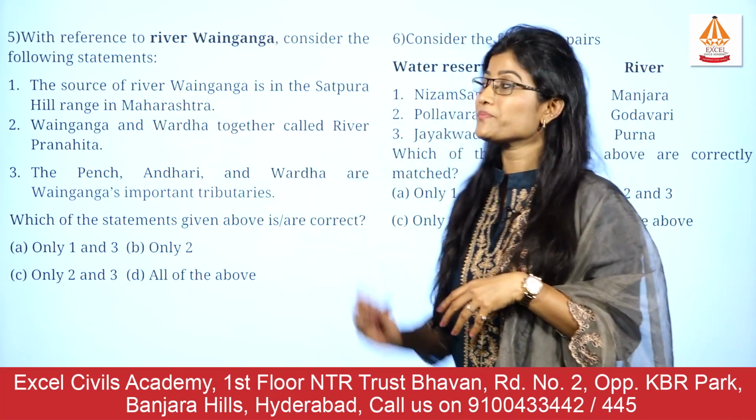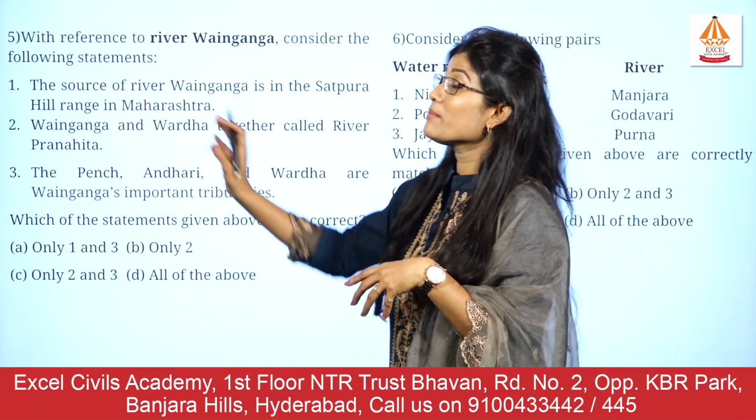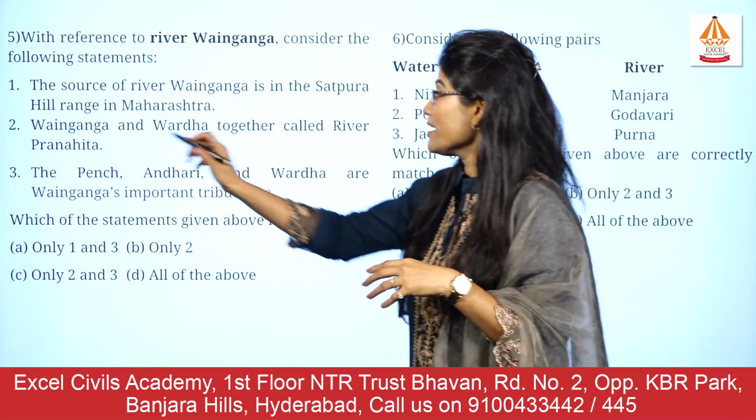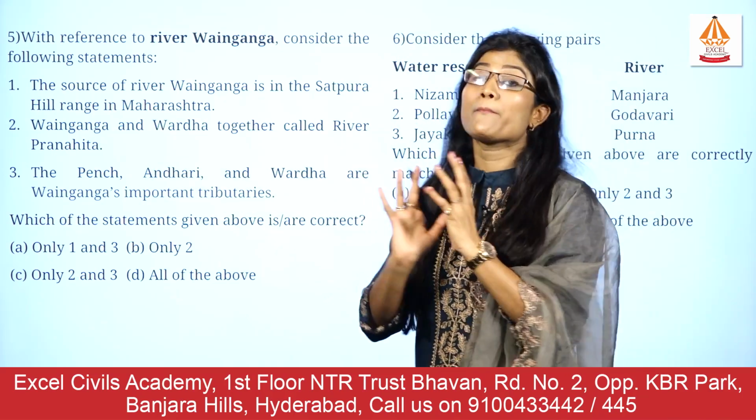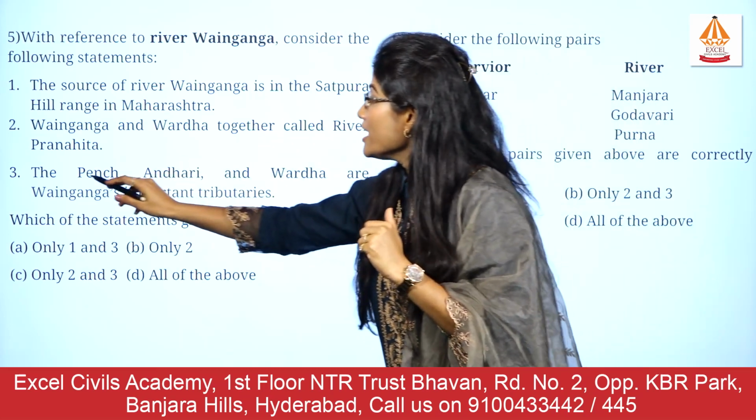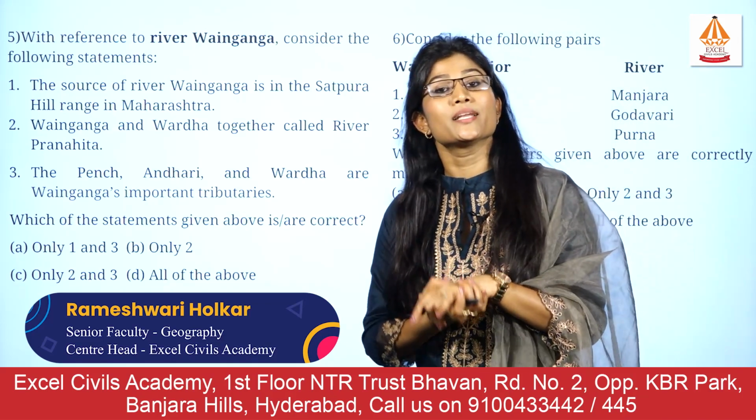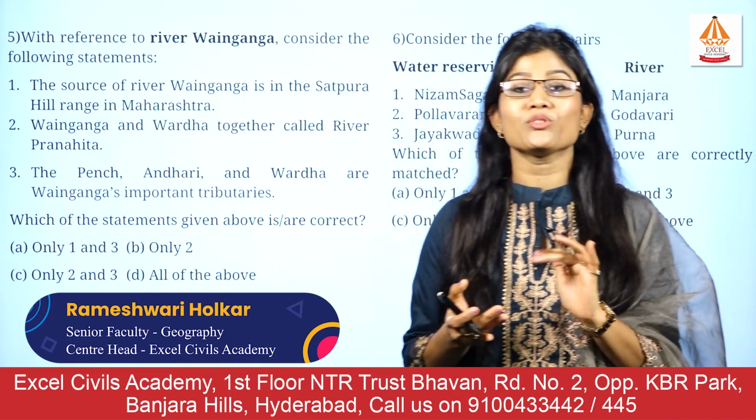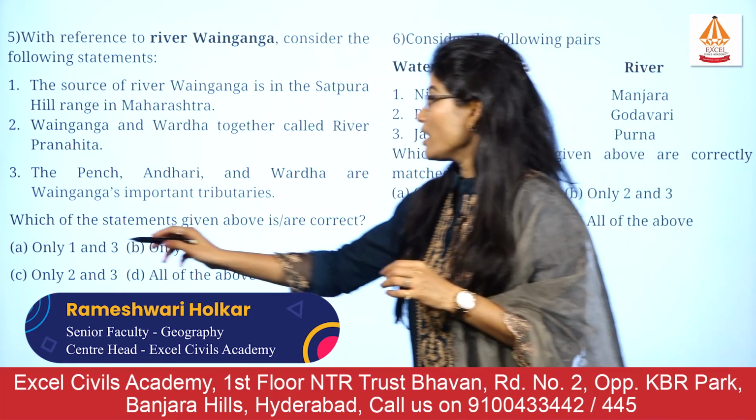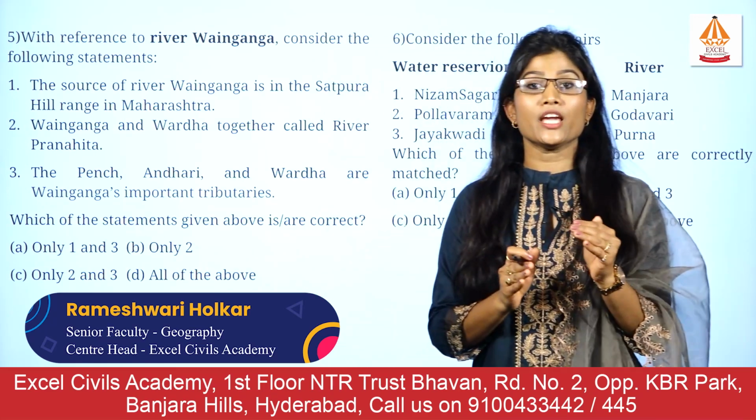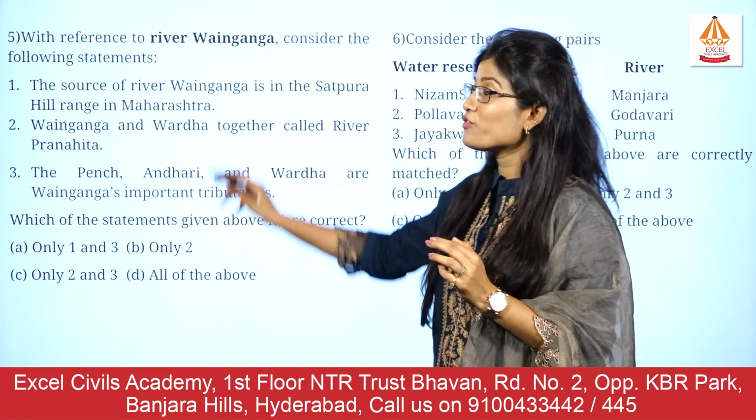The first statement: the source of river Wainganga is in the Satpura hill range in Maharashtra. Second, Wainganga and river Wardha together are called river Pranahita. The third, the Pench, Andhari and Wardha are Wainganga's important tributaries. I have already taught you this Wainganga river. Which of the statements given above are correct? A only 1 and 3, B only 2, C only 2 and 3, and D all of the above.